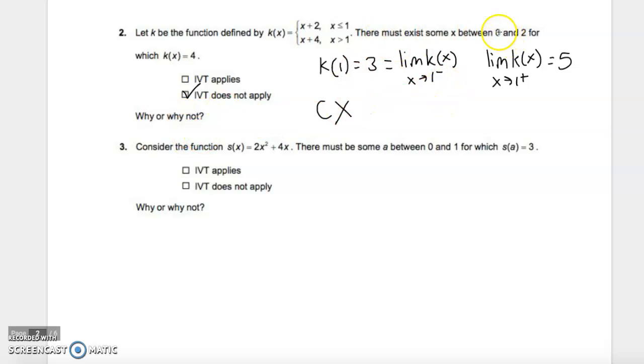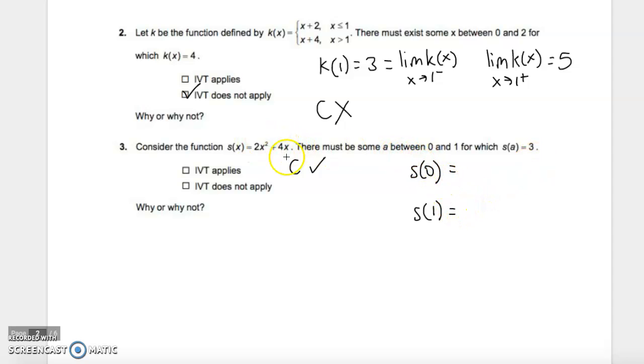So because it's not continuous from 0 to 2, 1 is causing problems. For this function, consider the function s of x equals 2x squared plus 4x. There must be some a between 0 and 1 for which s of a equals 3. I know this is a continuous function because it's a polynomial, and all polynomial functions are continuous for all real numbers. And then we just really have to see if s of 0 and s of 1 surround 3, because then you could apply your intermediate value theorem.